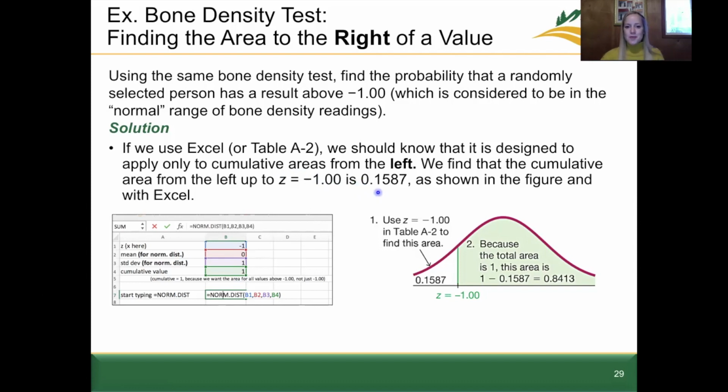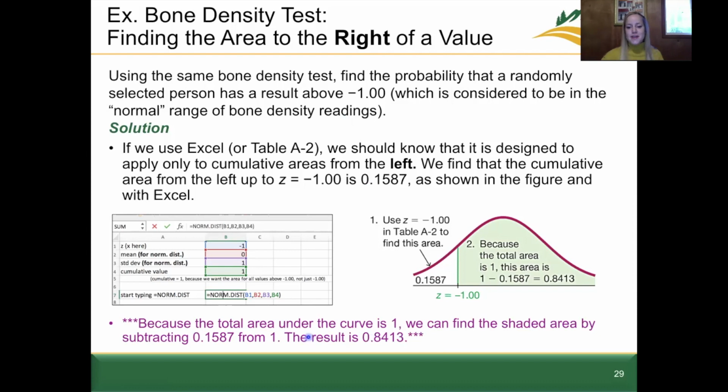Now we're familiar with complements. So we know that if this all totals up to 1, which it does, the area under this curve, then this cumulative area to the left plus what we really want here will equal 1. Remember, what we really want is the probability that a person has a result above -1.00. So what do we do with complements? We take this value that we know, which is the complement to the value that we actually are asked about in the question. We do 1 minus that value to get our true answer.